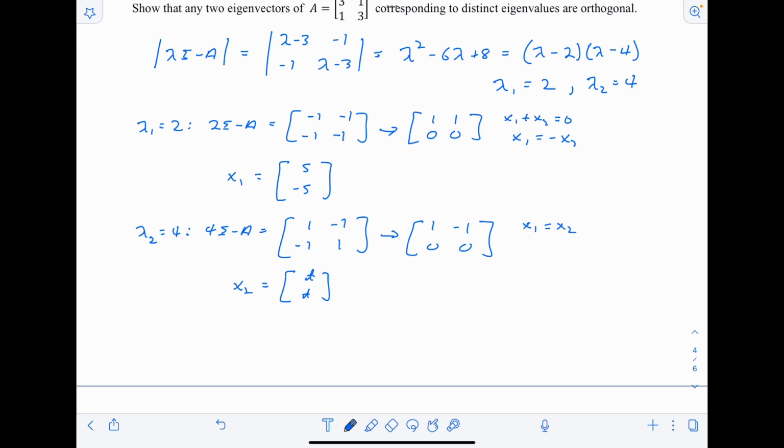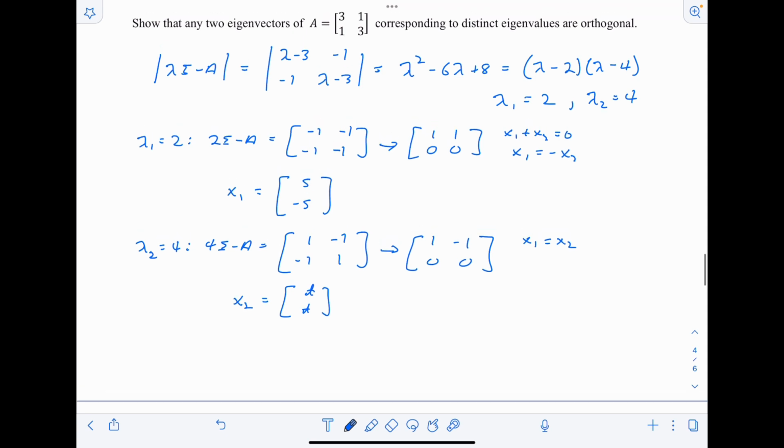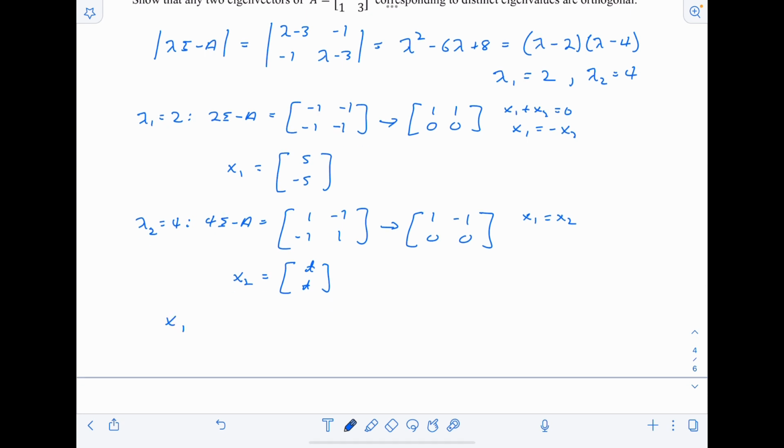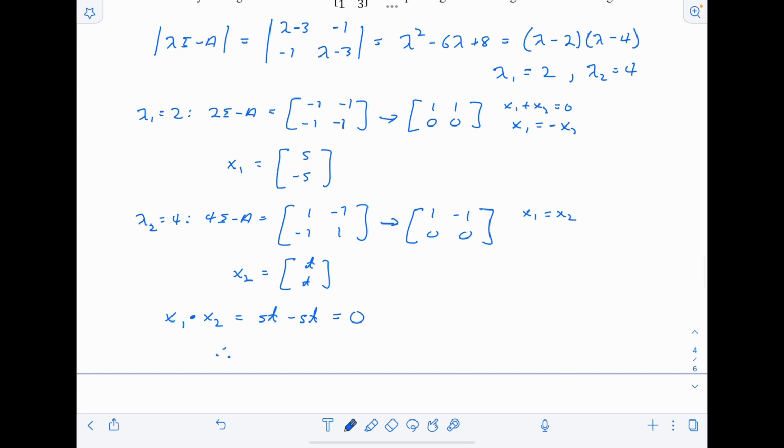And again, we need to show that these are orthogonal. To show that they're orthogonal, we need to show that their dot product is equal to 0. So I'm going to take the dot product of x1 and x2. So s times t plus a negative s times t is minus s times t, which in fact is 0. And therefore, x1 and x2 are orthogonal.